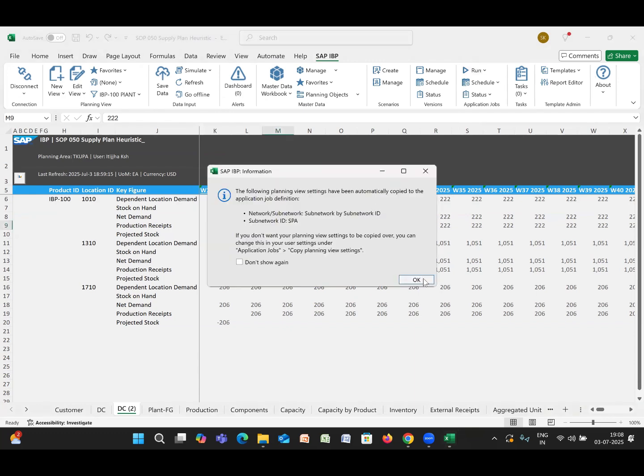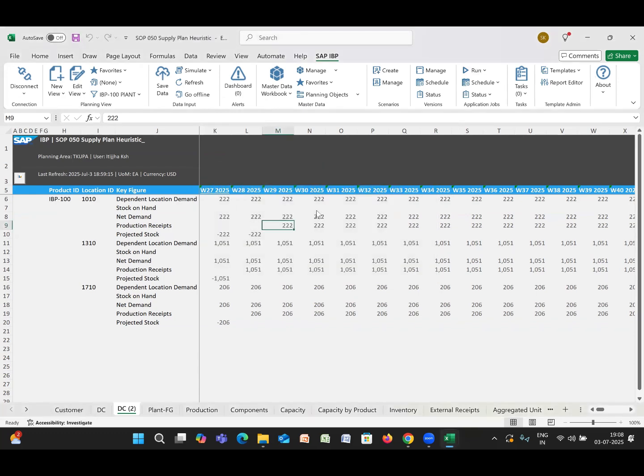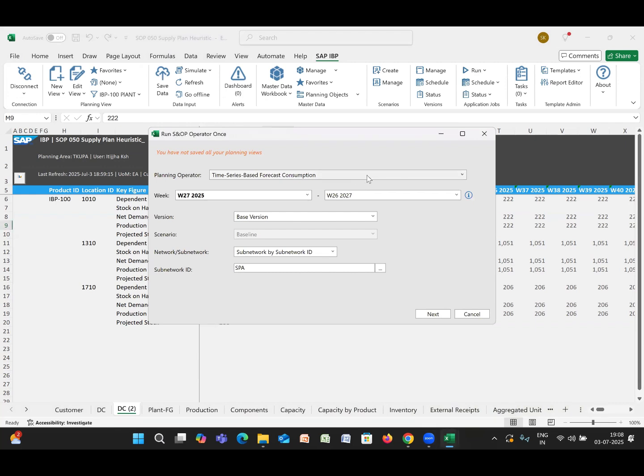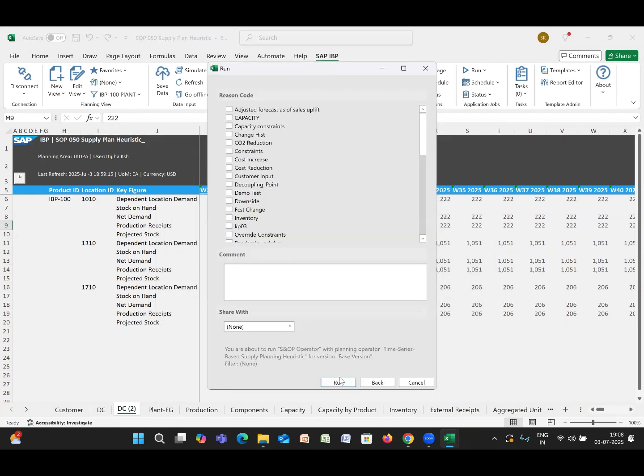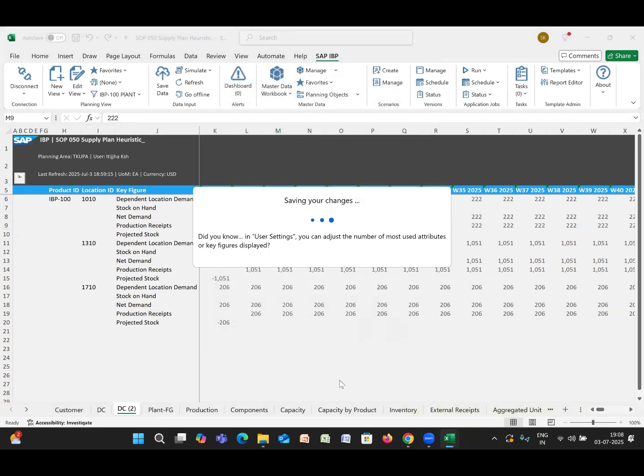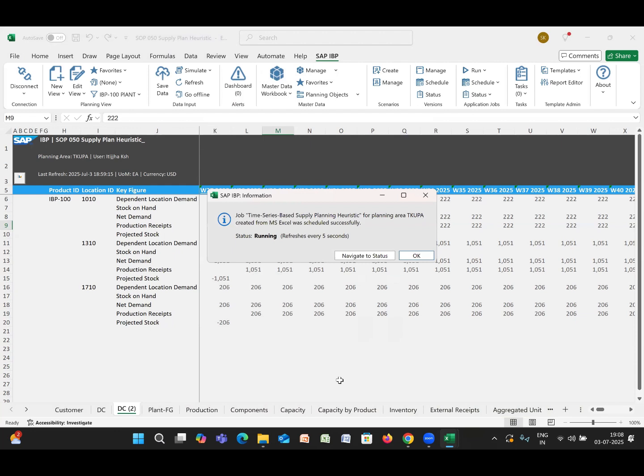Okay. In the drop down, select heuristics and run. Next. Run. Okay. In the next 20 minutes, I think if we have more time, I will take more time. So maybe half an hour.